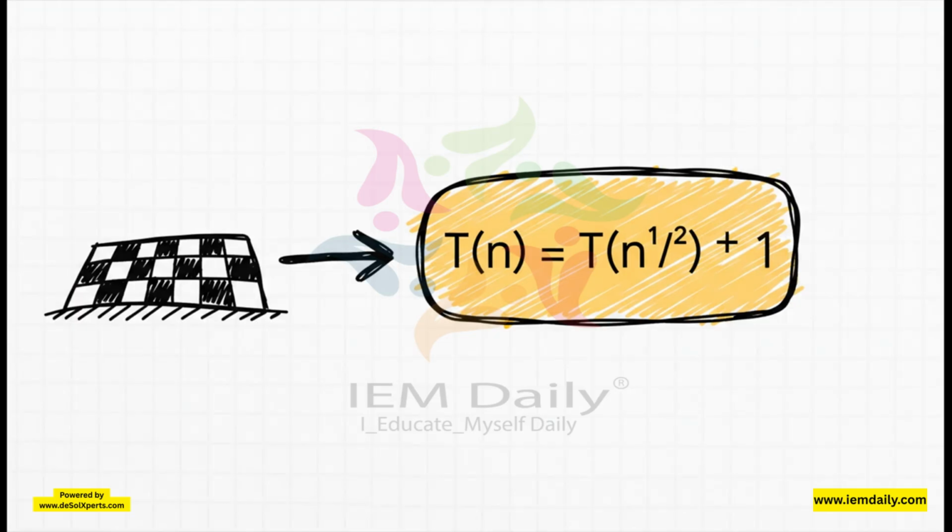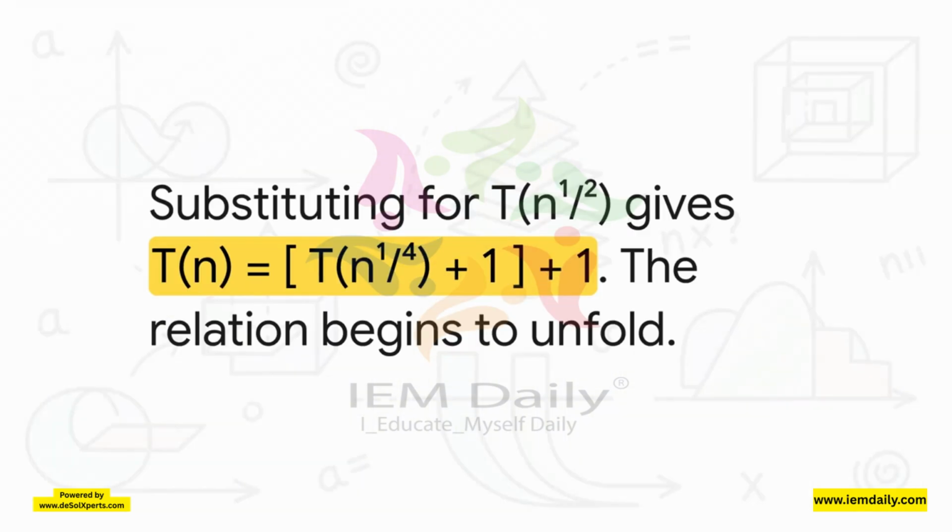So let's get started. Here's our starting line, the original equation we're trying to solve: T of n equals T of n to the 1/2 plus 1. And now for the first expansion. The rule works for any input, right? So we can just take that T of n to the 1/2 term and replace it with the rule itself. What's the square root of n to the 1/2? It's n to the 1/4. So that gives us T of n to the 1/4 plus 1, and then we still have that original plus 1 hanging out at the end.